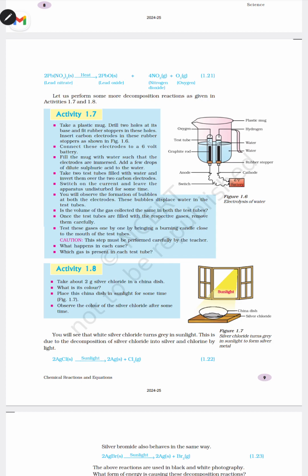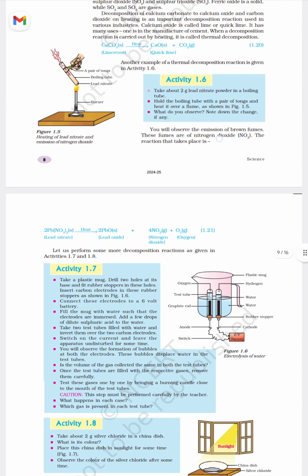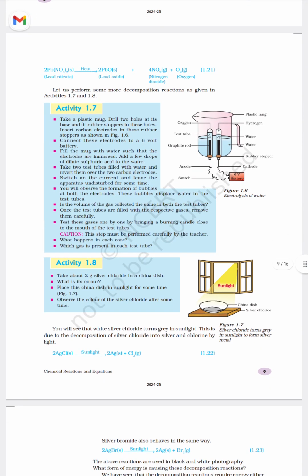Now, a very interesting activity you can observe here. Just now we discussed exothermic decomposition reactions using heat energy, right? Now we are going to discuss the decomposition reaction using electricity. Here, if you observe, we are giving a 6 volt battery. So the input source for the decomposition is current, that you have to understand.